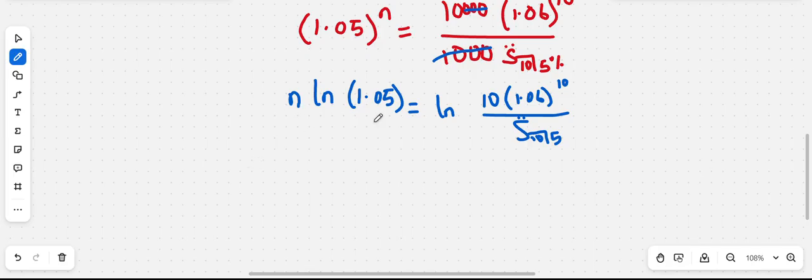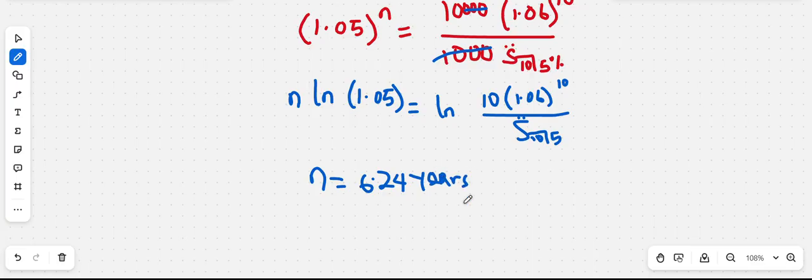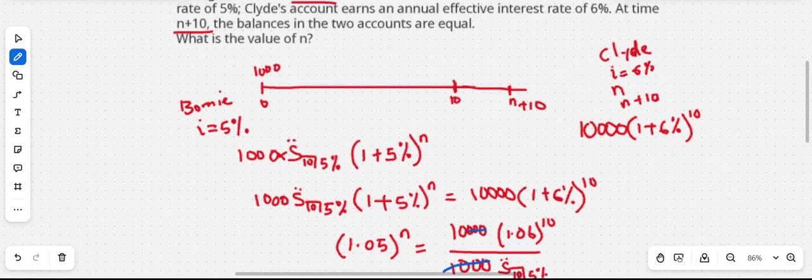So when I resolve that, at the end of the day, bringing this down here, resolving this value here, I'm finding the natural log, and then dividing with the whole of this, I'm going to have n to be equal to 6.24 years. So that gives me the value of n.